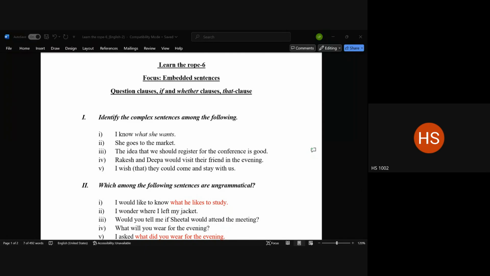Because we are discussing the identification of subject, you will have a question on that in the exam. Identify the subject in the sentence. I'm trying to draw your attention to how you should pick it up.